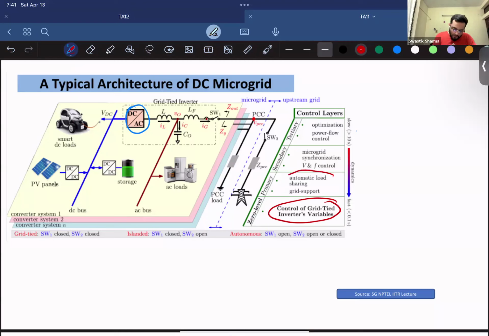Then in primary, you want automatic load sharing or grid support. In the third, you want your microgrid synchronization and voltage and frequency control. And in the fourth layer, which is the tertiary layer, you will want your power flow control or optimization control, because it is slow acting control.